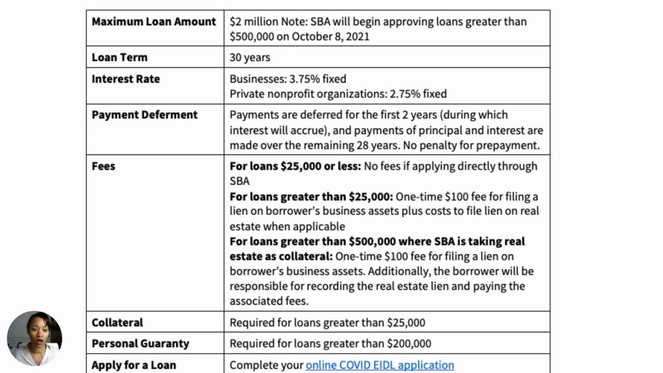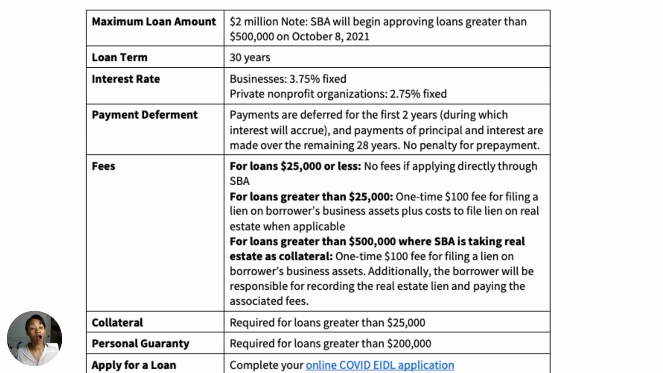The loan term is 30 years. Your interest rate for businesses is 3.75%. For private nonprofit organizations it is 2.75%. You have a 2-year deferment period where interest accrues, but your first payment is not due until 2 years after the origination of the loan, with no penalties.